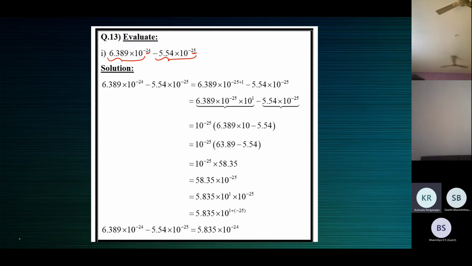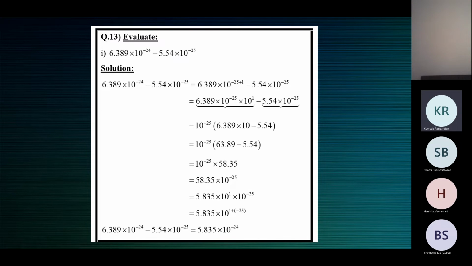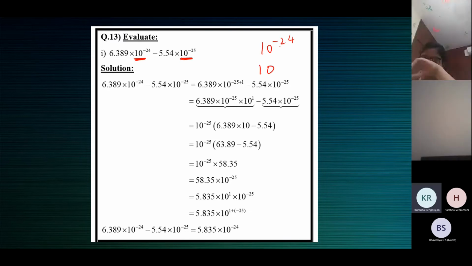So my idea is I want to make 10 to the power minus 25 common. So this is 10 to the power minus 25. I'm retaining this, and I'm taking up this and trying to introduce minus 25 here. So how will I write minus 24 using minus 25? Minus 25 plus 1 is minus 24. See, the idea is important.